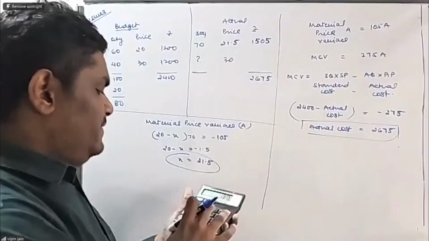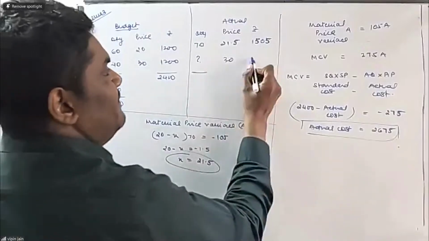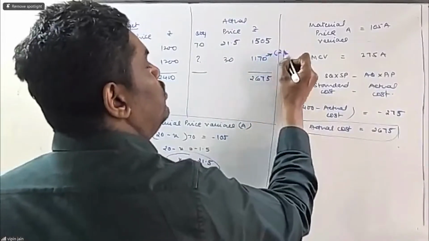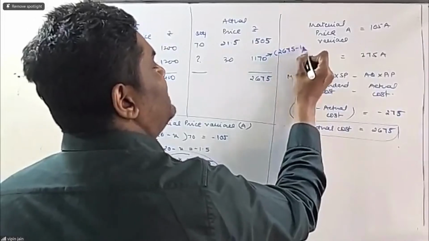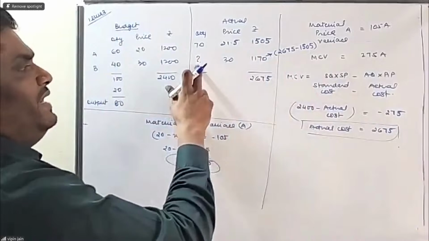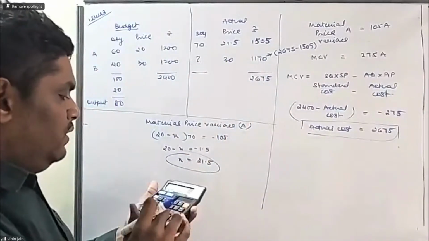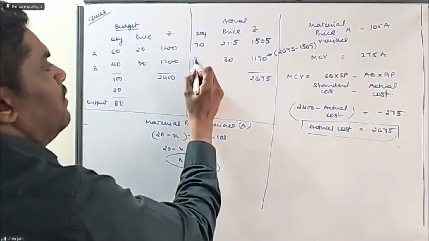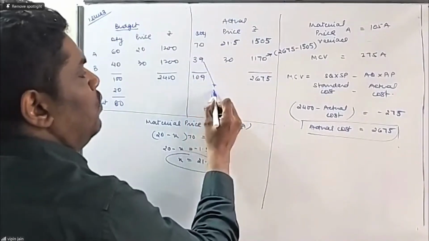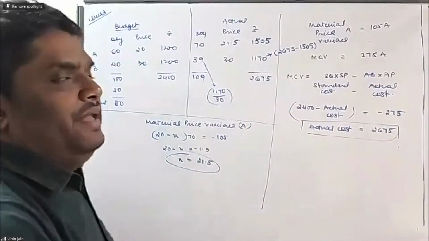We have got 1505. So minus 1505, this figure will be 1170. How come 1170? 2675 minus 1505. So now we can easily calculate. We have the total amount, we have the price. So we will get the total quantity, that is 39. How come this one? 1170 divided by 30. That's it.